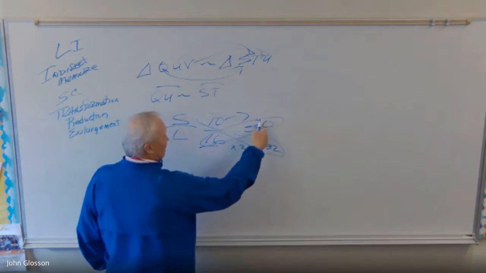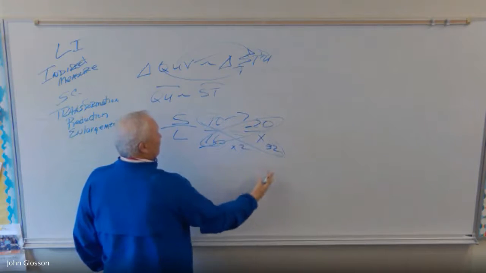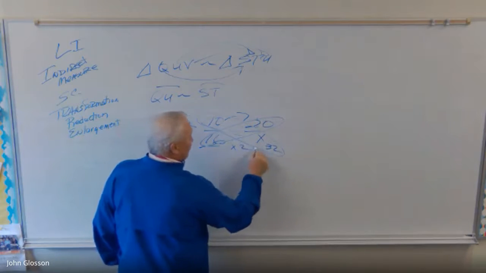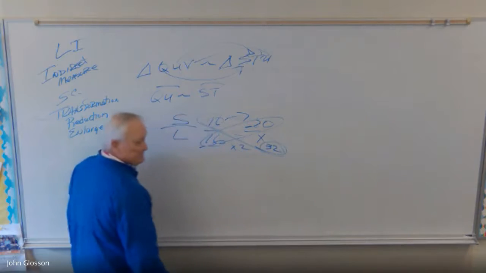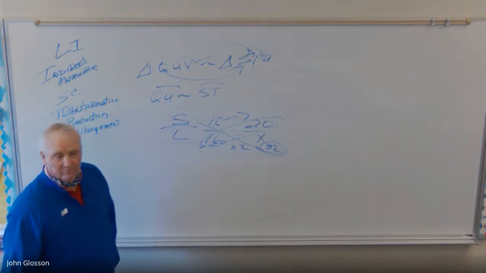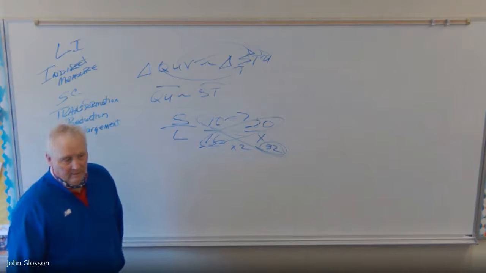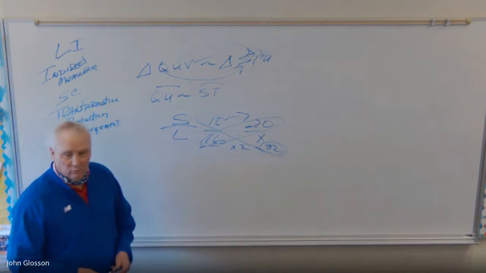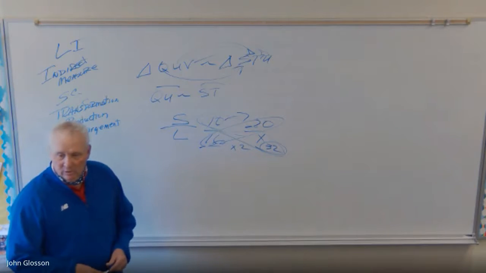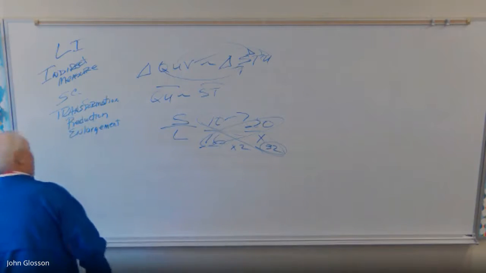16 times 20 is 320. 32 times 10 is 320. This is true. That is the measure for X. Is there a question here? Confident in what we're trying to do? Yes. Okay, good. What's the other one they give us?